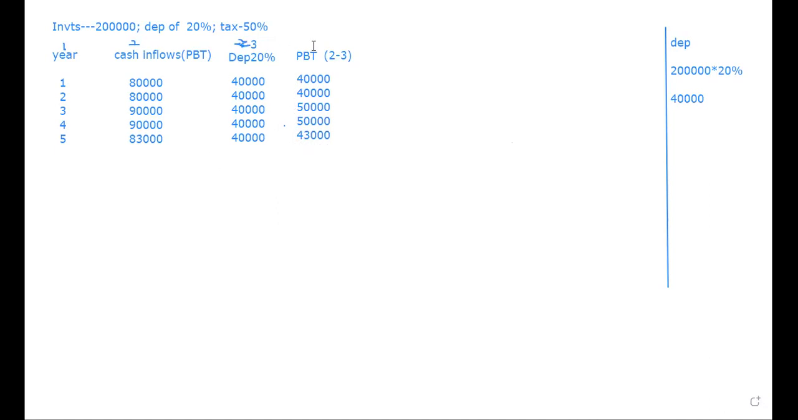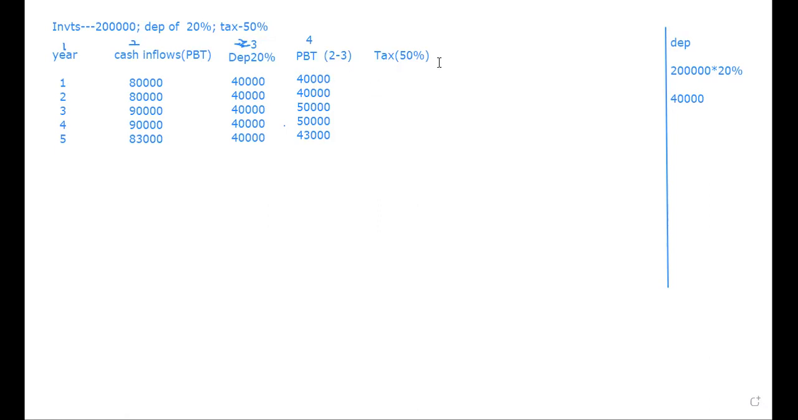Now I need to minus what? A tax. So how much tax percentage has he given? He gave a tax percentage of around 50%. So tax percentage is equal to 50%, which I will calculate on my fourth step. So this is my fourth step now.